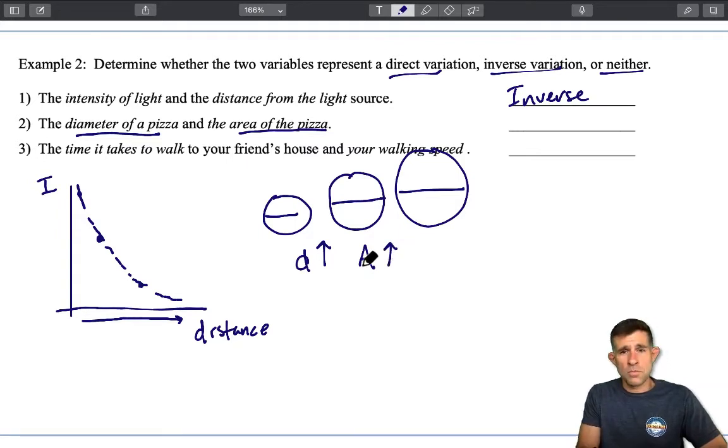So when two variables move in that same direction, we call those directly proportional. So this is a direct variation problem.